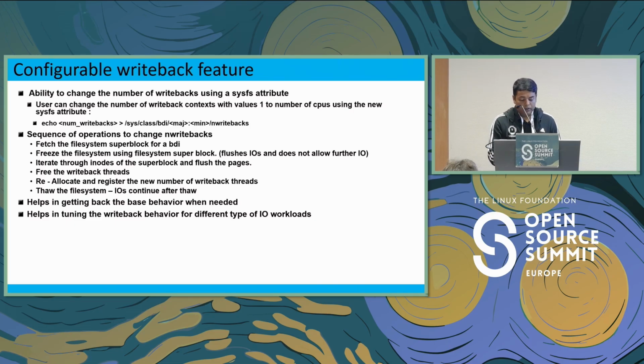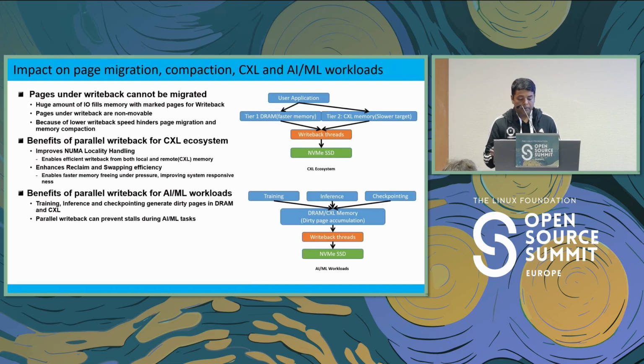So if we change the write-back, it has impact on many other things. It has impact on page migration, memory compaction, and it touches CXL also. And it can help GenAI workloads or the machine learning workloads also. So first thing, we'll discuss page migration and compaction.